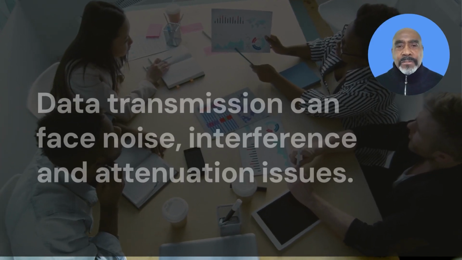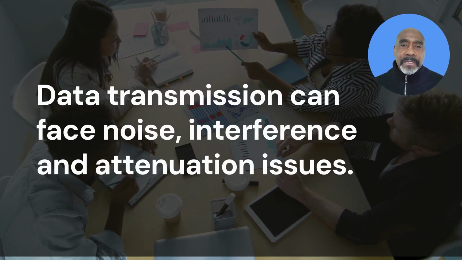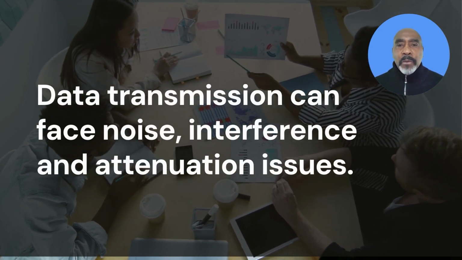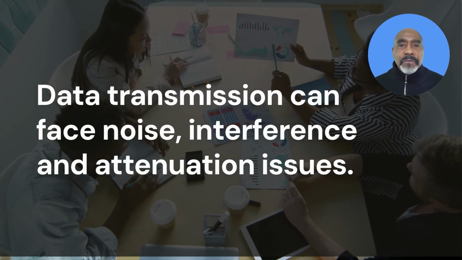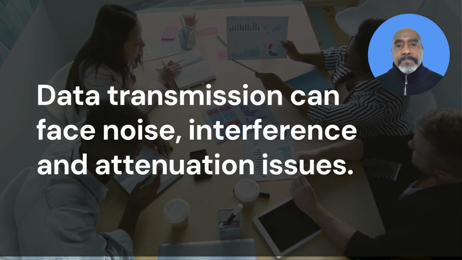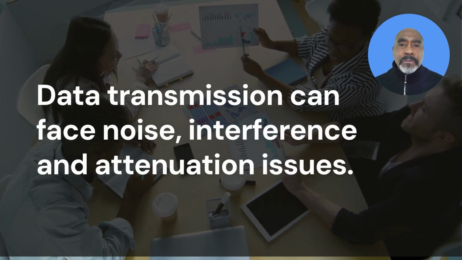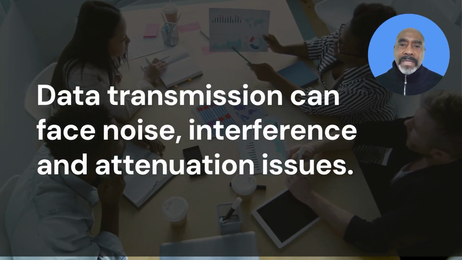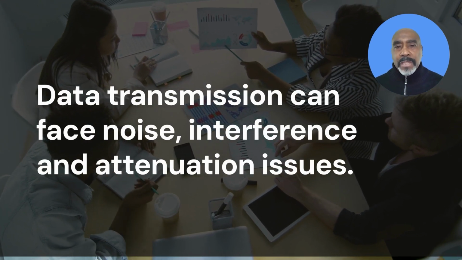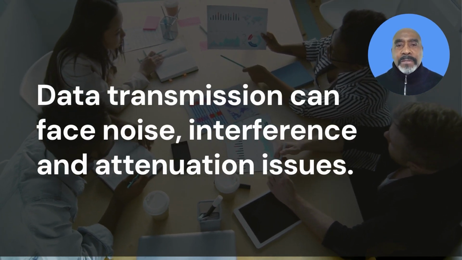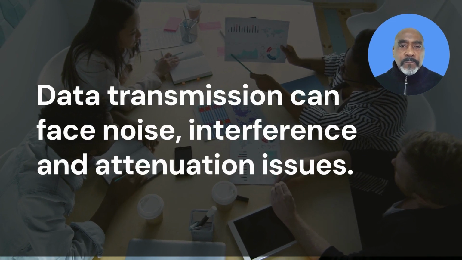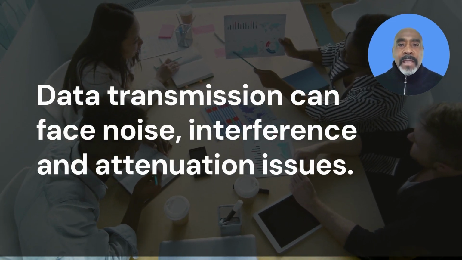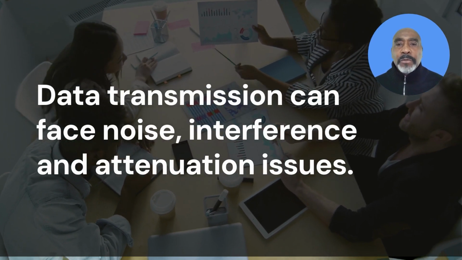However, data transmission isn't flawless. Common issues include noise, interference, and attenuation, all of which can degrade the quality of the transmitted data. Some common transmission flaws include noise, interference or random signals that disrupt the original transmission, reducing the signal quality. Attenuation, the weakening or loss of signal strength as it travels over a medium, often due to factors like distance or interference.